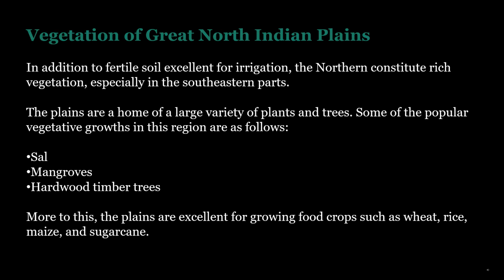Vegetation of Great North Indian Plains. In addition to fertile soil excellent for irrigation, the northern plains constitute rich vegetation, especially in the southeastern parts. The plains are a home of a large variety of plants and trees. Some of the popular vegetative growths in this region are as follows. Sal. Mangroves. Hardwood timber trees. More to this, the plains are excellent for growing food crops such as wheat, rice, maize, and sugarcane.